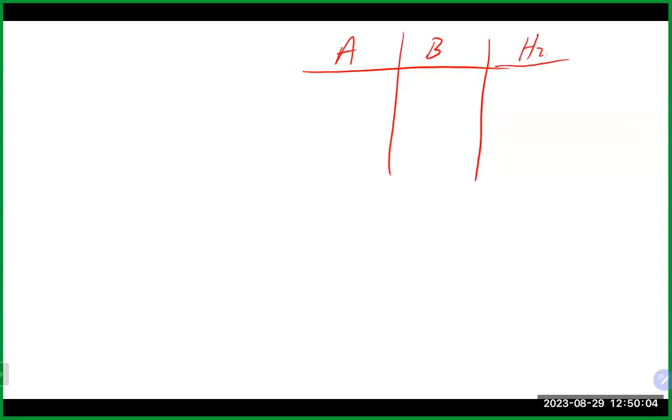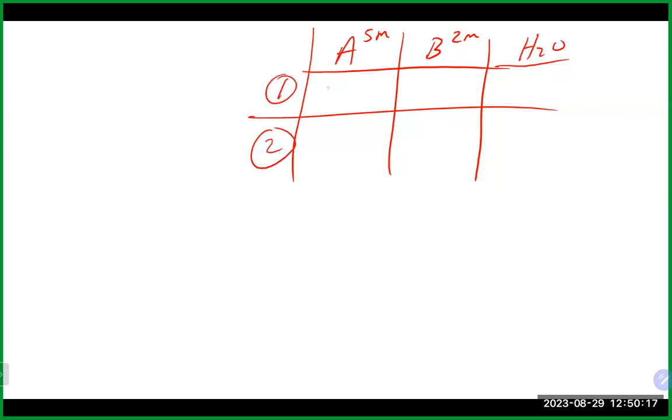So let's just say we had a table here and we wanted to put in A, and some B, and some water. These are different molarities. Let's say this one is 5 molar, this one is 2 molar, and that is obviously water. In test tube number 1, we're going to put 5 milliliters of this, 3 milliliters of this, and 2 milliliters of this. In test tube number 2, we're going to do 3 milliliters of this, 2 milliliters of this, and 5 milliliters of water.